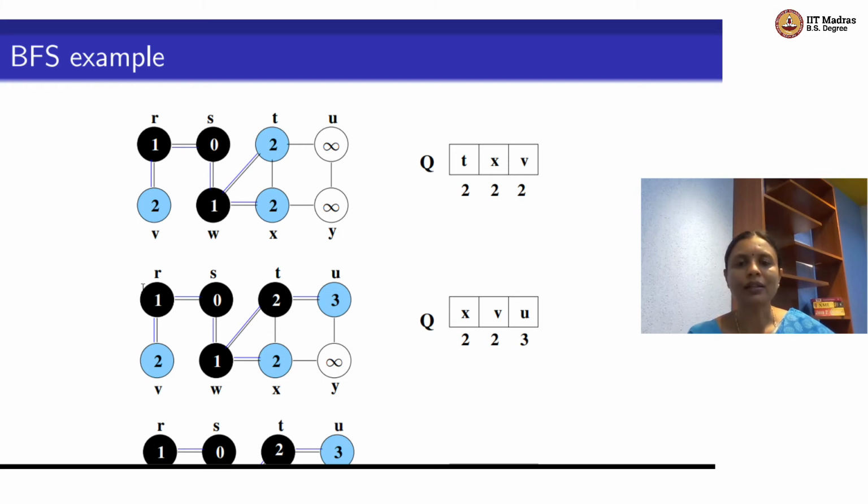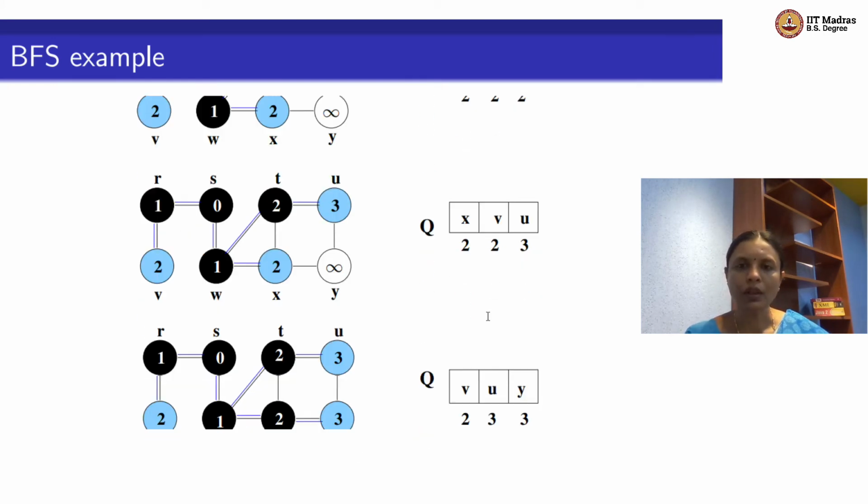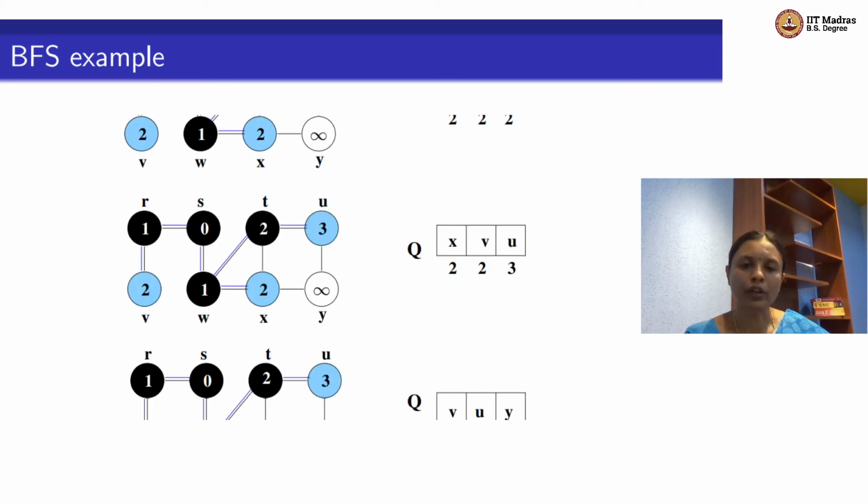Move on like that. After this, which is the next vertex? T is the top of the queue. Explore the adjacency list of T. T has what? W, U and X. So W has already been explored. U is colored blue. X is colored blue. Gets into the queue. Like this you move on and on.